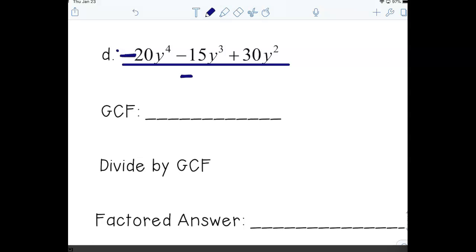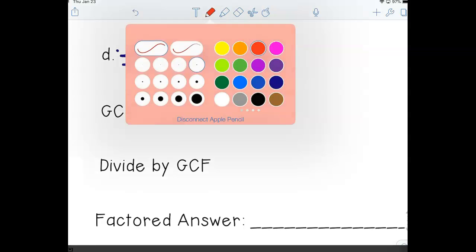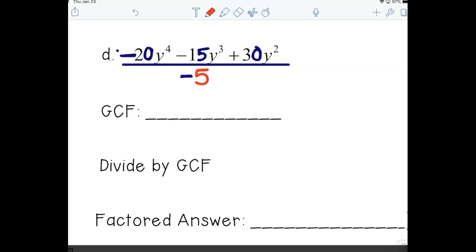I have to use a number. Are they all even? No. Well, this has a 0, that has a 5, that has a 0. I'm going to say they all divide by 5, because that has a 0, that has a 5, that has a 0. They all divide by 5.